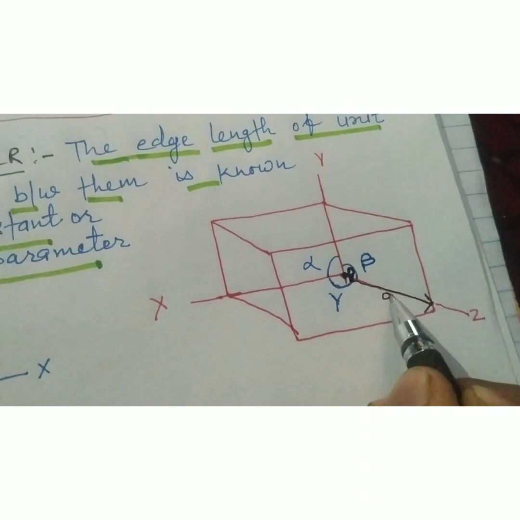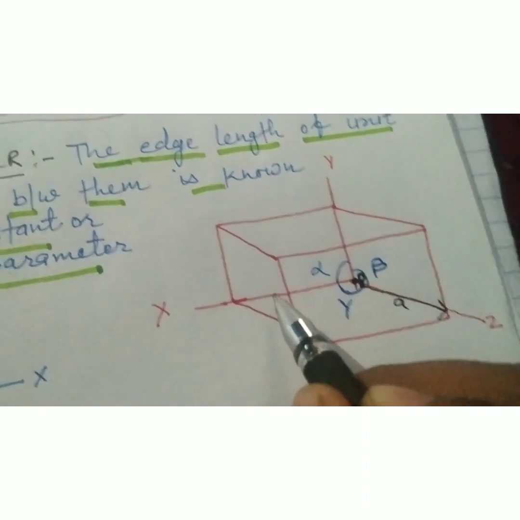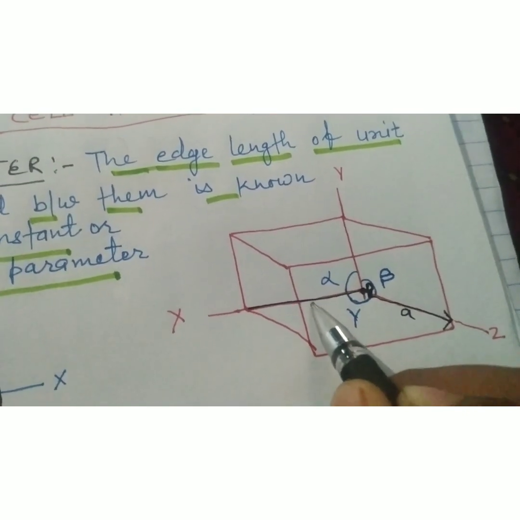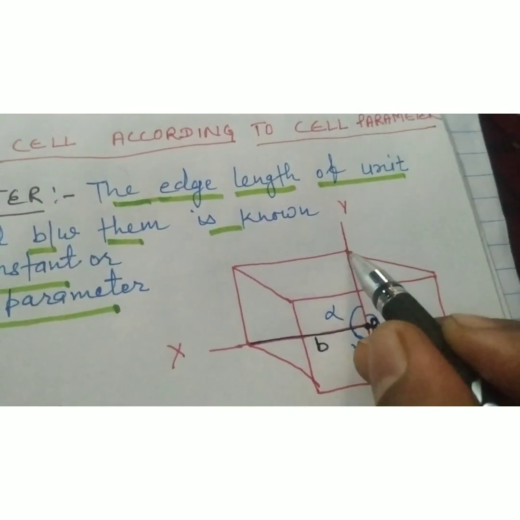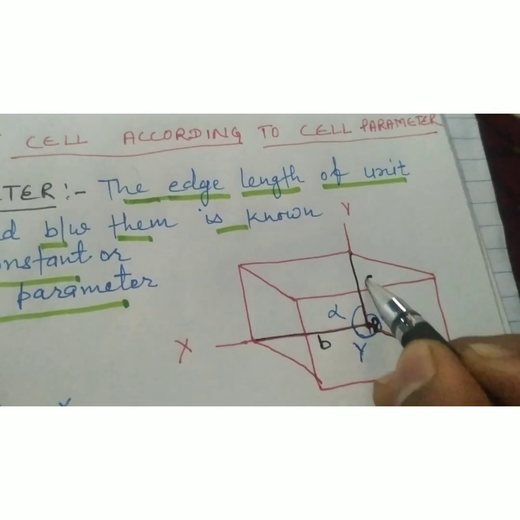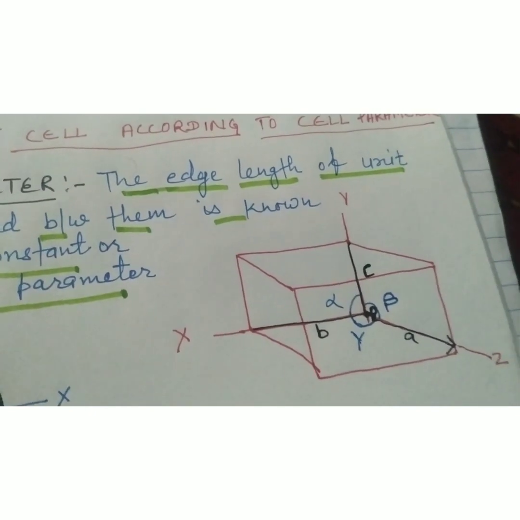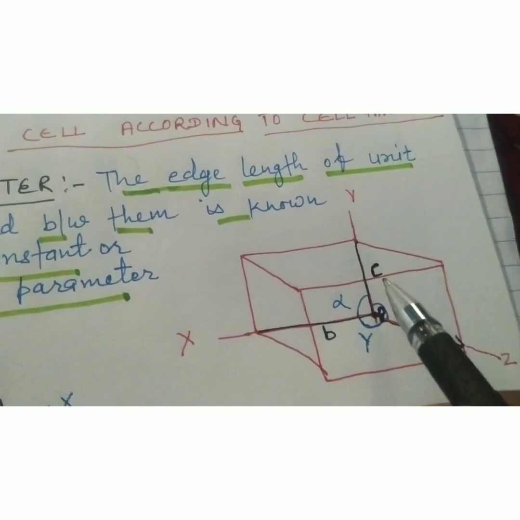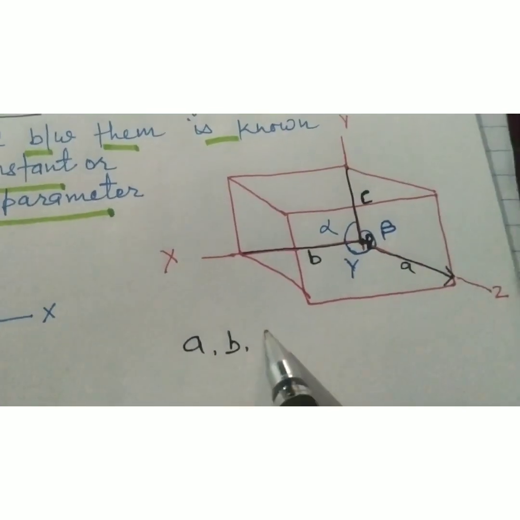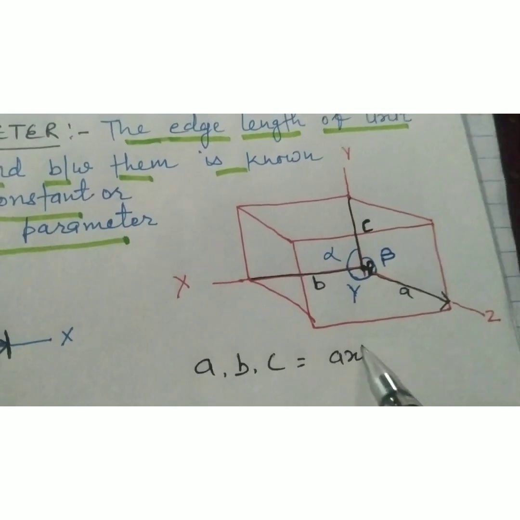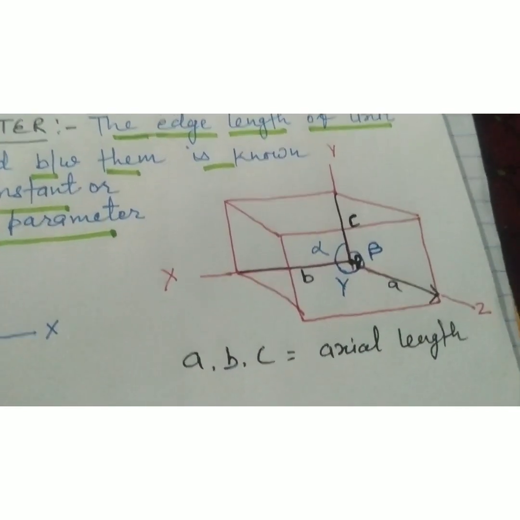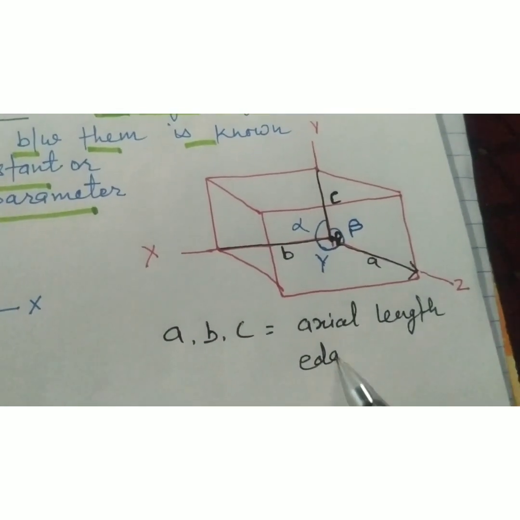Suppose this edge length is A, this edge length is B, and this third one, the height, is the edge length C. So A, B, C are the axial lengths. You can say A, B and C are the axial lengths, or just say edge lengths.